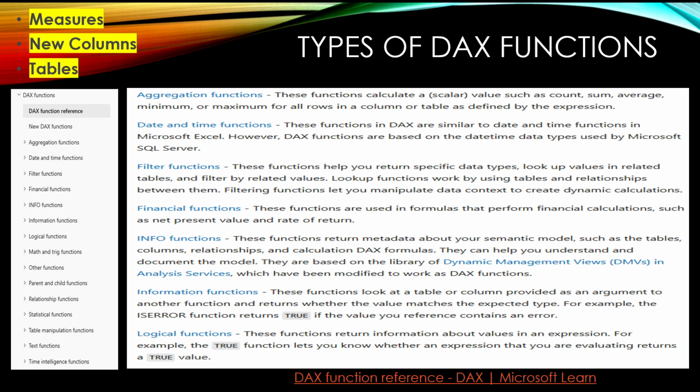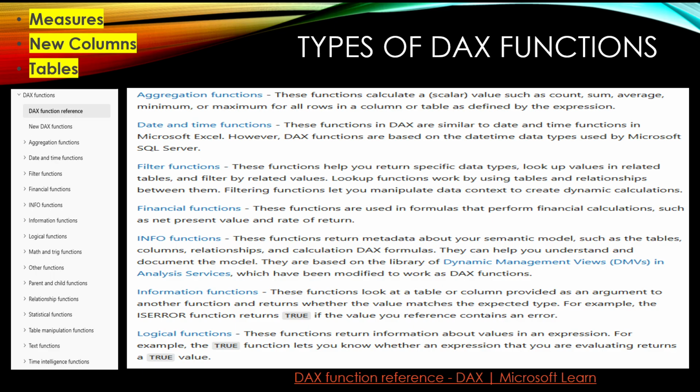Okay, so we have different types of DAX functions. One is aggregated functions, where you can use your aggregations like sum, average, minimum, maximum, or count, rank. For all those things we can use the aggregated functions. Okay, so this is possible only in the measures because it is at a table level, right?